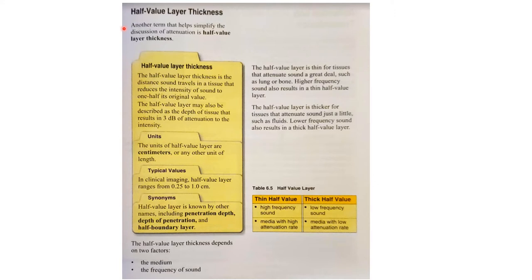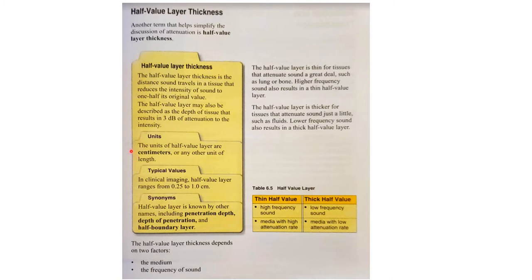Another term that helps simplify the discussion of attenuation is half-value layer thickness. The half-value layer thickness is the distance sound travels in a tissue that reduces the intensity of sound to one-half the original value. The half-value layer may also be described as the depth of tissue that results in 3 dB of attenuation to the intensity. And you remember 3 dB takes you down by half units.